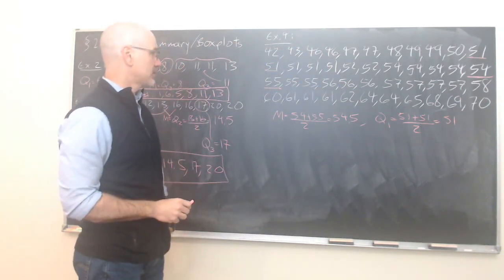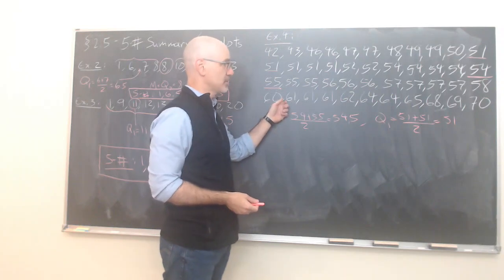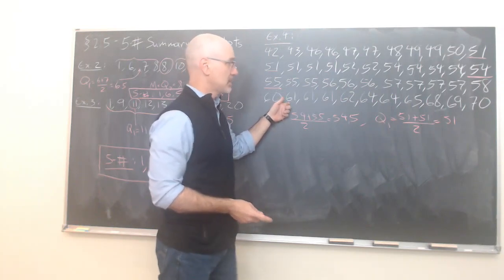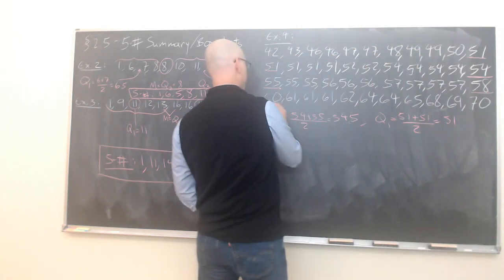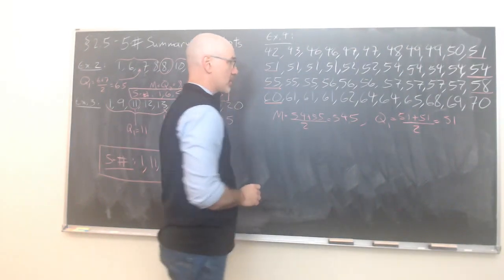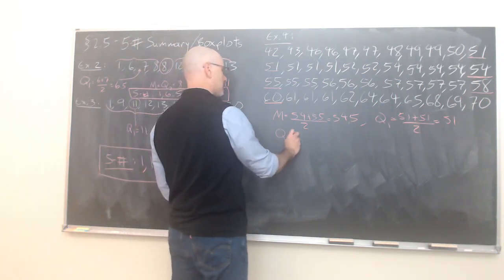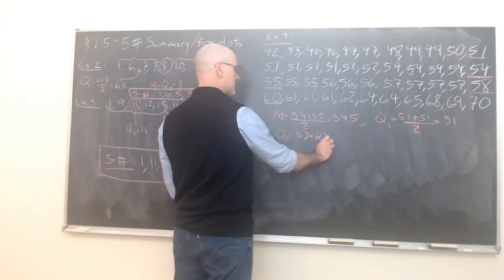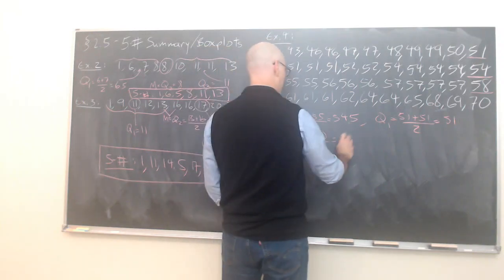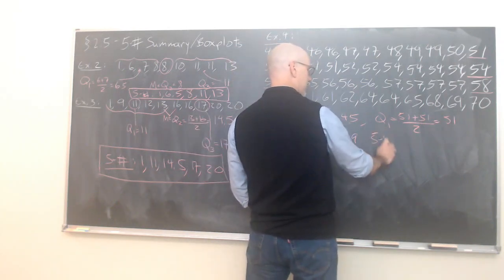And then finally, Q3 is the median of the upper 22 ages. Right, so we need the 11th and 12th for those ages. And Q3 would be the average of 58 and 60. So that'll be 59. And that makes my 5-number summary.